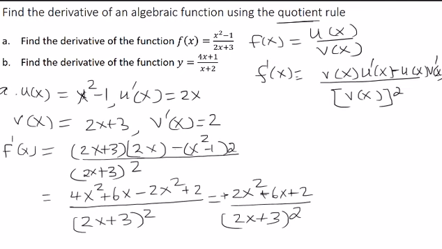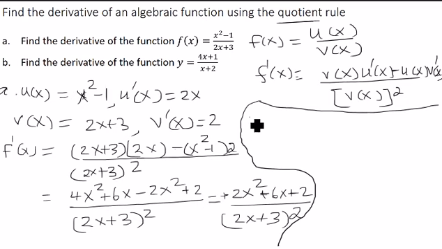Alright, so I hope you did your work for the second part. So let me just try to finish this one. For the second example, we have u of x equals 4x plus 1. So that gives us u prime of x equals 4. Similarly, v of x equals x plus 2. So that gives us v prime of x equals 1.